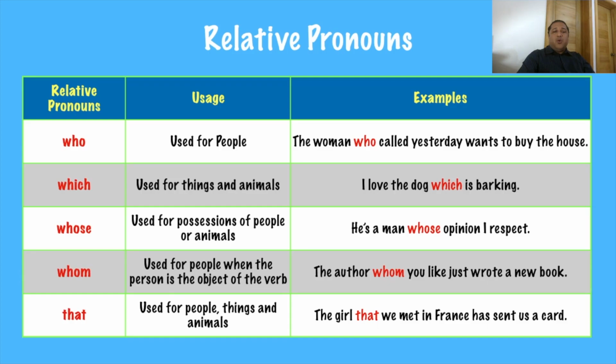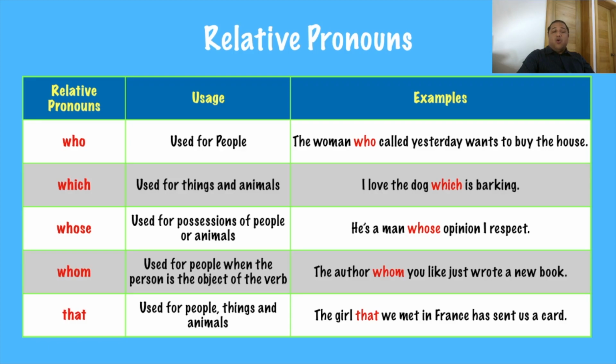Relative pronoun who is used for people. An example could be, the woman who called yesterday wants to buy the house. Relative pronoun which is used for things and animals. For example, I love the dog which is barking.